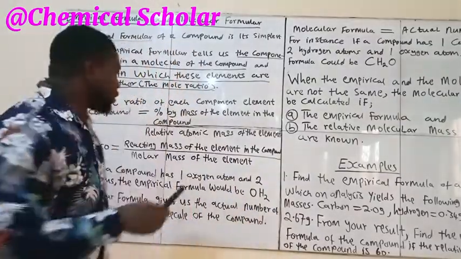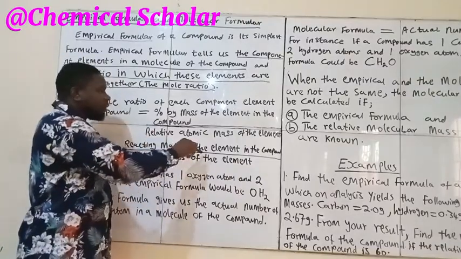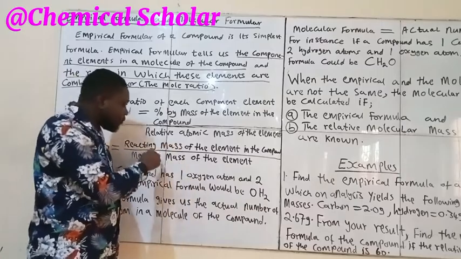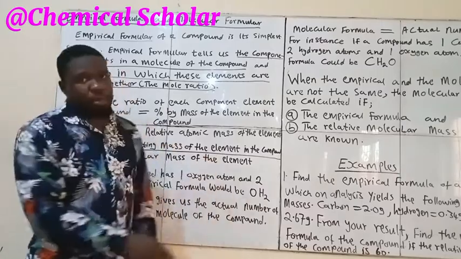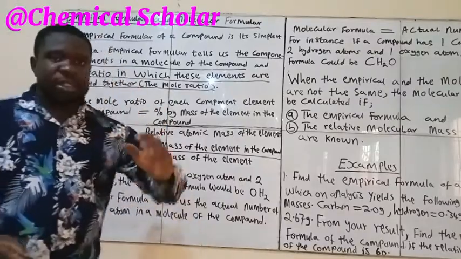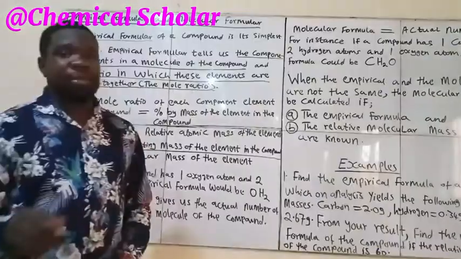The second equation is that the reacting mass of the element in the compound divided by the molar mass of the element in the compound. The reacting mass of the element in that particular compound divided by the relative atomic mass of the element.